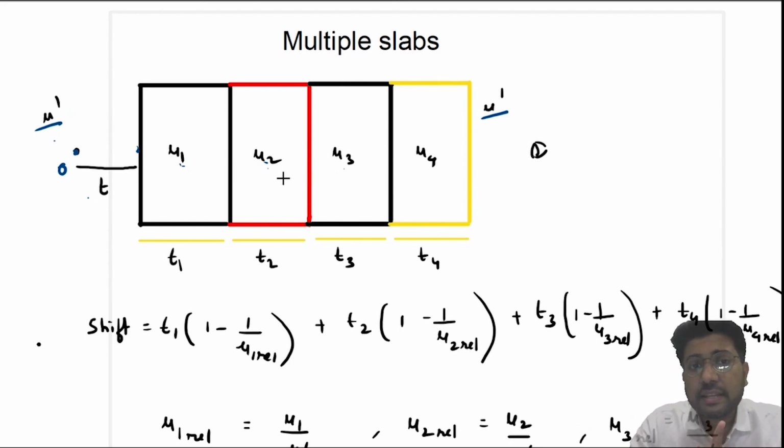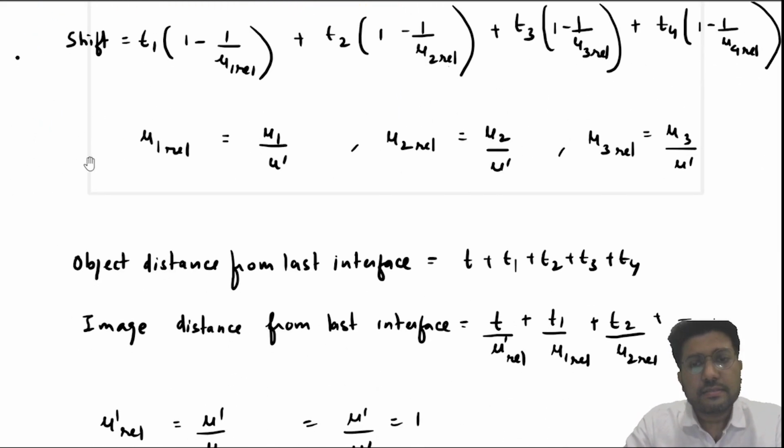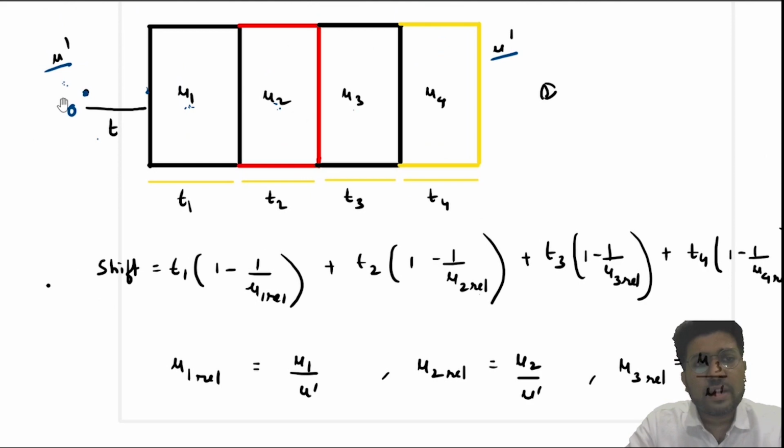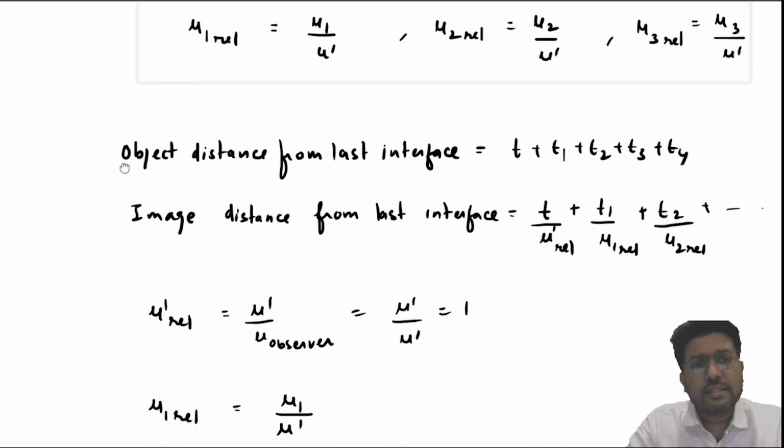Now listen to one thing carefully. When you write here mu2 relative, do not write mu2 with respect to mu1. No. Everything you have to write with respect to the medium of the observer. Everything you have to write with respect to the medium of the observer. Okay, then there is one more formula that we can write, that is, listen carefully.